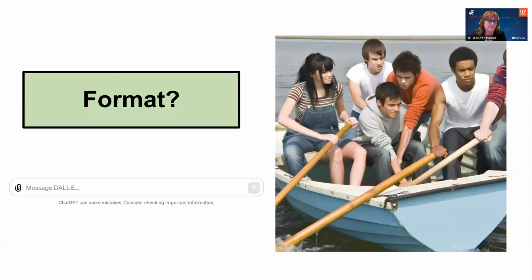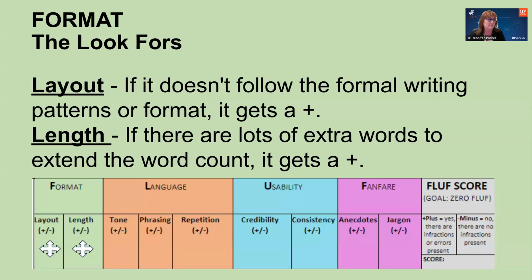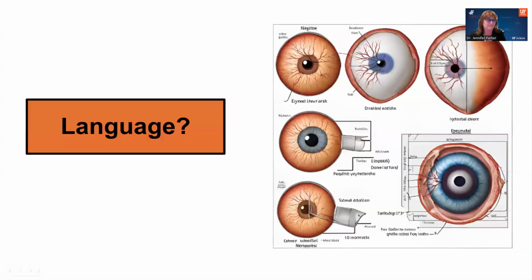So let's start with the F. F is for format. An AI-generated result format can sometimes be not accurate. So in this example, we've got one sailor that's got 3 legs. You also might be looking at text where you got too many words, or you asked for APA format and it came out MLA. Then it would be an infraction. You would give it a plus. With format, you're looking for layout, length, extra words, writing patterns, etc. If there are infractions, you're going to score it a plus on the rubric.